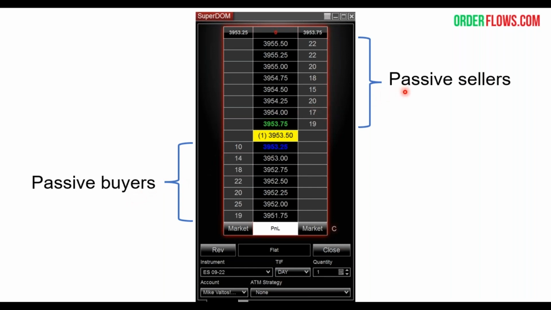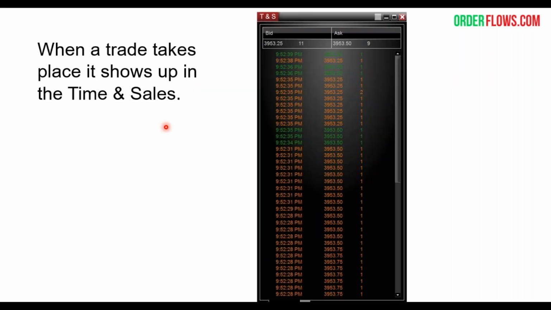You have passive sellers, you have aggressive sellers. Now, when they trade, each trade shows up in the time and sales, right? And you're going to see the time and sales will have different colors. Some trades will be in green, some will be orange or reddish, and there's even some that are designated by other colors, like pink if it's a new high or new low.